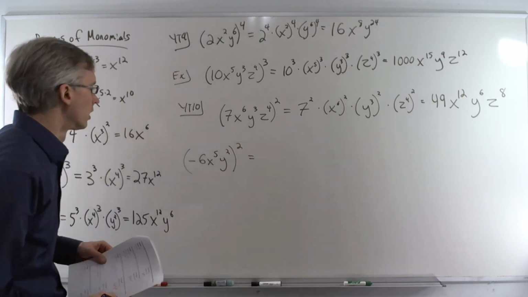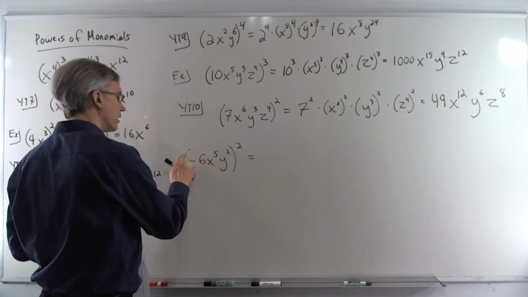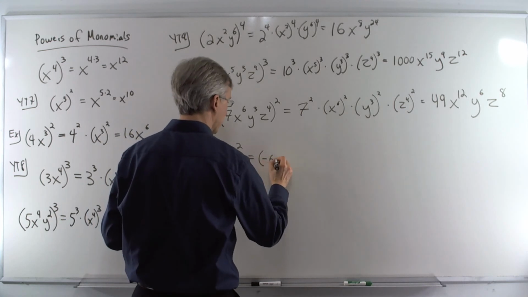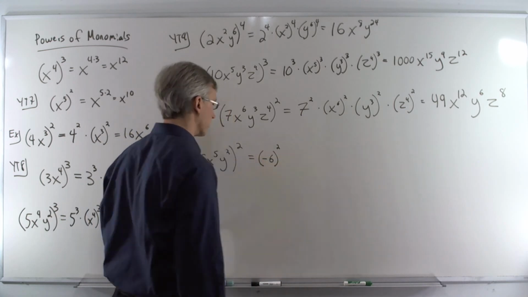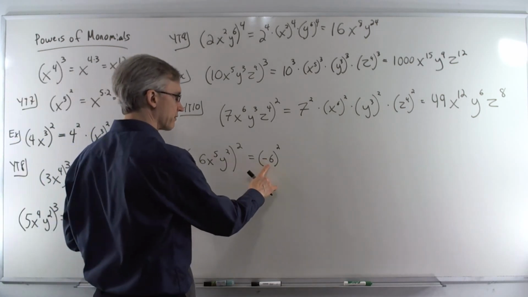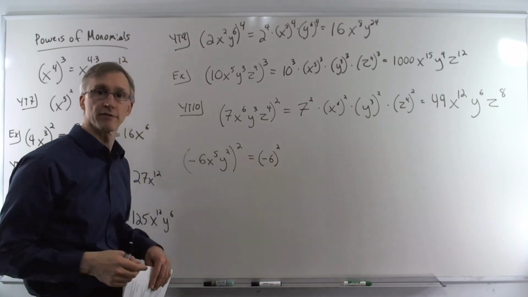Next up, now we've got a negative coefficient. Make sure when you square this, you square the negative along with the 6. Should look like this, negative 6 squared. That way we get negative 6 times negative 6. Negative times negative is a positive. We're going to get a positive 36 coefficient.